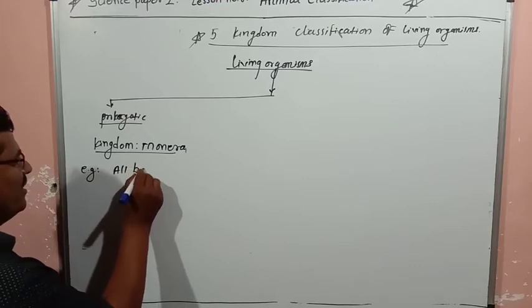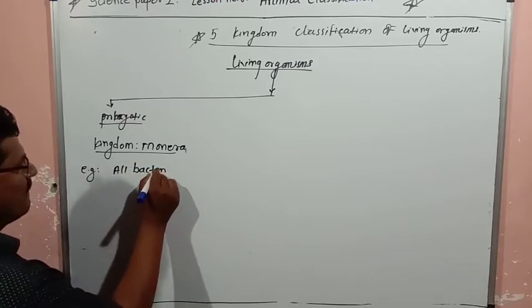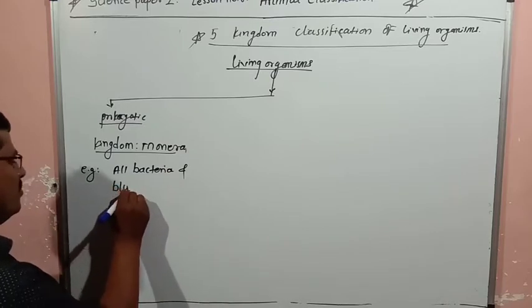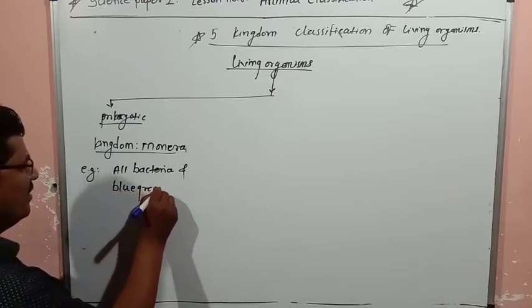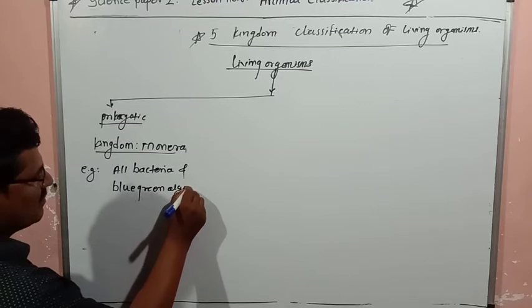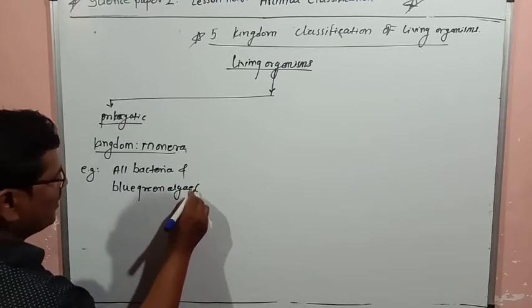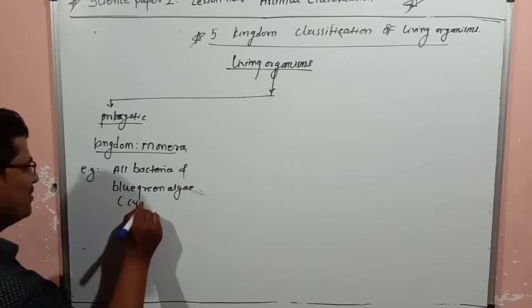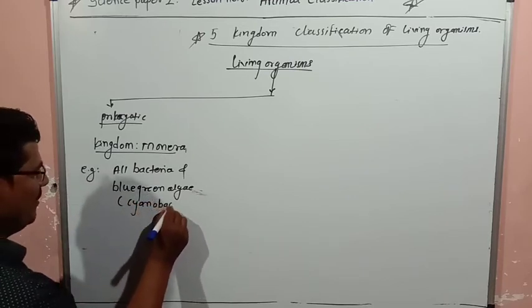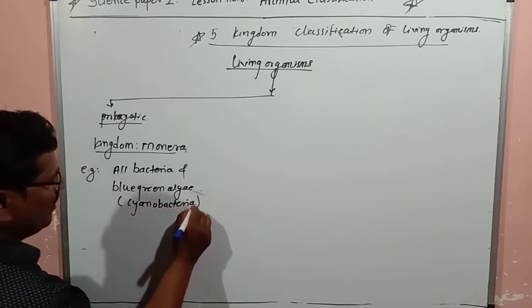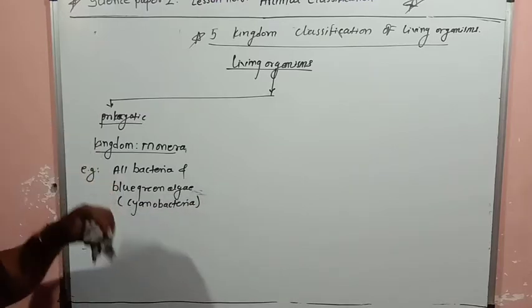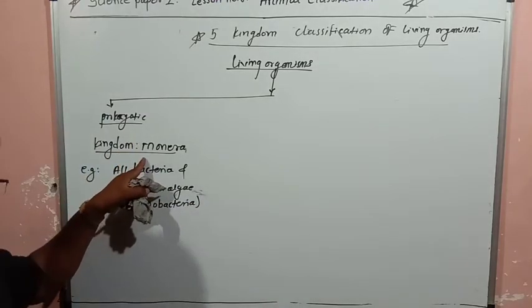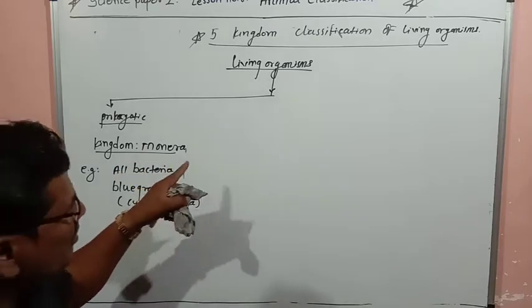And in this Monera, examples are all bacteria and blue green algae, or you can also say cyanobacteria. Blue green algae, to them you can say cyanobacteria. So all bacteria are coming into the prokaryotic and into kingdom Monera.